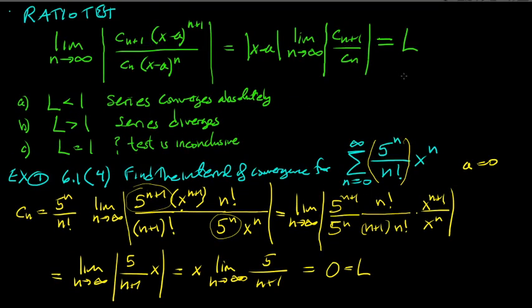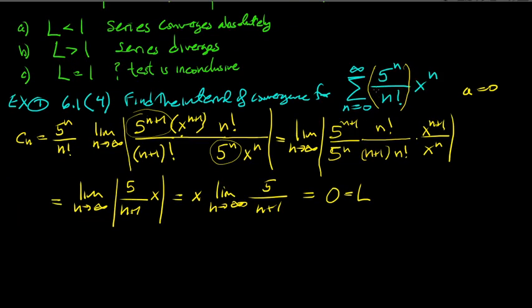Remember, if L is less than 1, and that's the case here because 0 is less than 1, we're in case A, which means this series converges. Where does it converge? It converges for any x, because you just get 0 times x, so it doesn't matter what x is. It converges on the real number line for all real numbers.